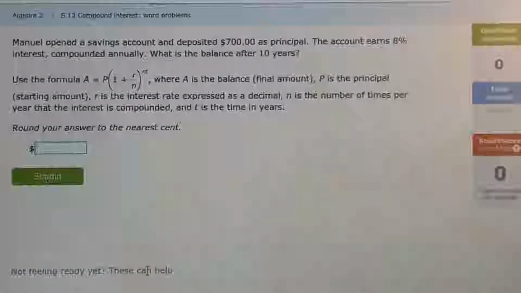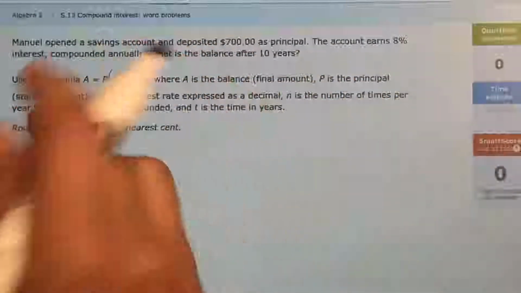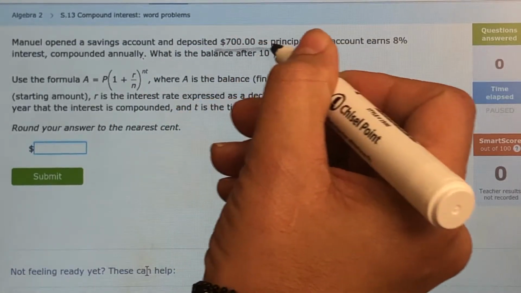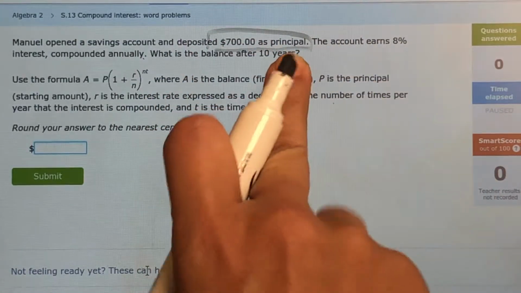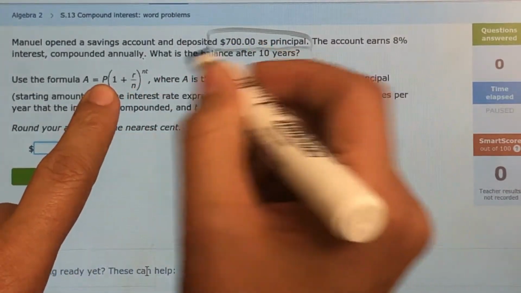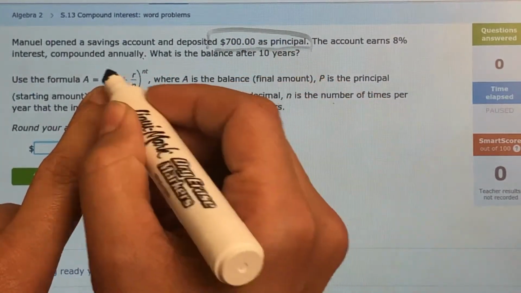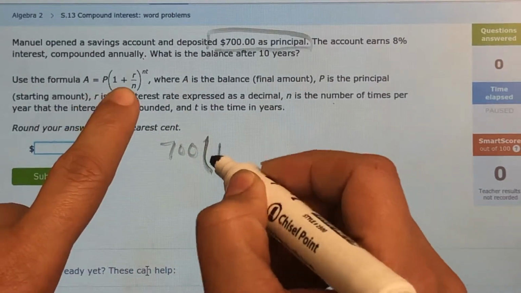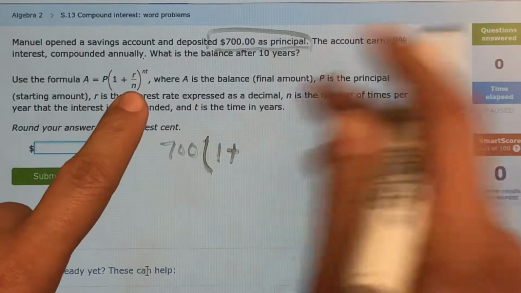All right, so let's find what information we're given. Manuel opens a savings account and deposited $700 as principal. Oh, look at them. They even tell you it's principal. Most questions will not tell you that. So I'm just going to write it down. Every time I say a number, I'm going to write down where it goes. So principal is 700. Then it goes 1 plus, and then we need R, so forth.